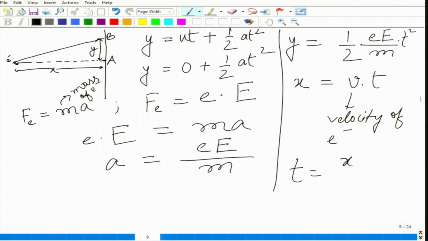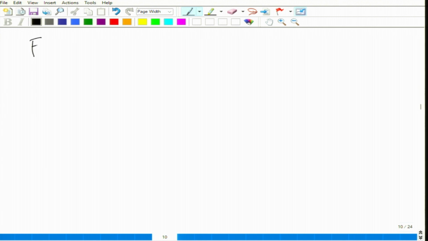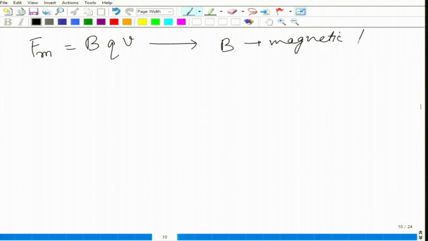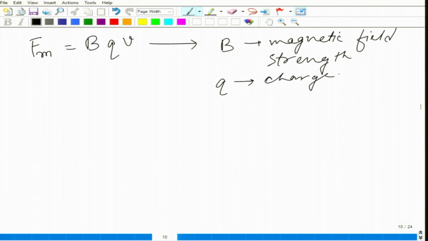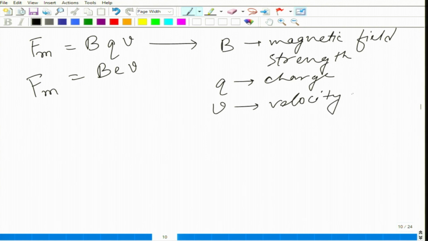So t equal to x by v. Now we had seen that magnetic force Fm equal to BQV. What was B? B was the magnetic field strength. Q was the charge. Since we are talking about electron, we can write Q as e. So Fm becomes BeV, and V is the velocity of electron.